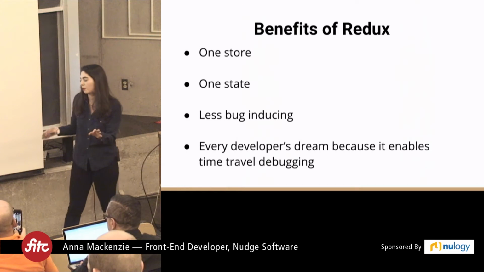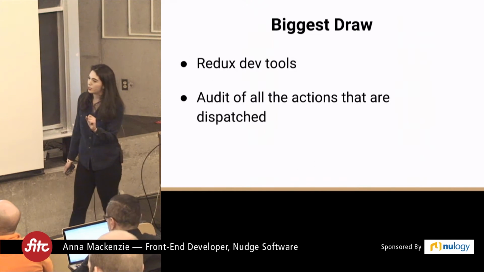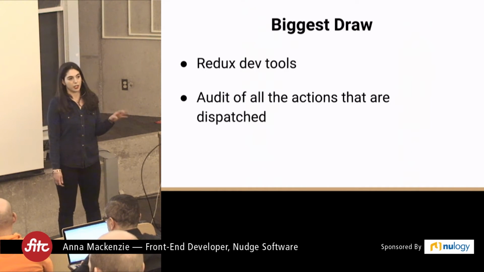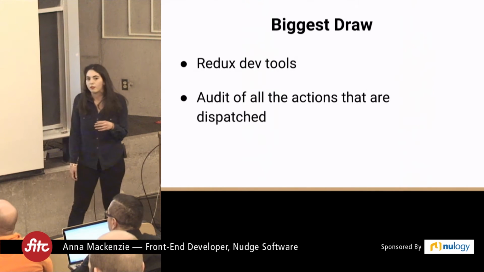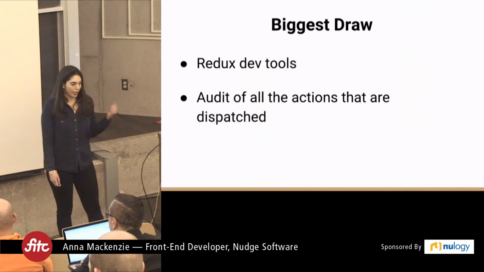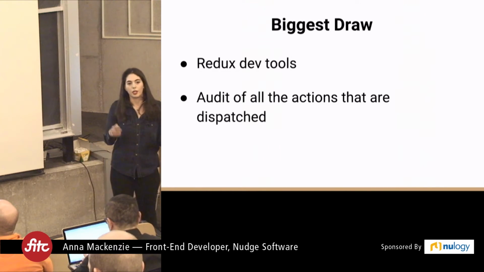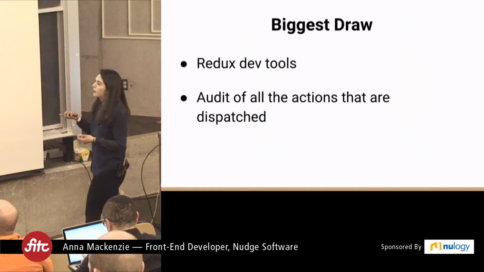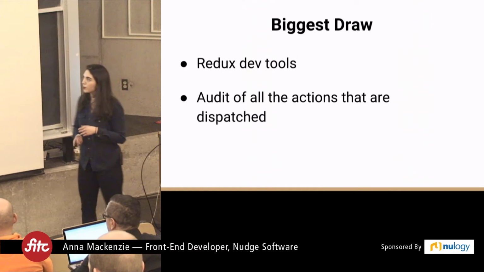This is something that we really wanted at our company. So again, the biggest draw, if you've used Redux DevTools, then you know the magic that is Redux DevTools, which I will get into a little bit later. But just know that that's one of the biggest reasons that we wanted it. If you think back to the homepage that I showed you, wouldn't it be great to be able to know exactly when things were happening and firing? The DevTools gives us an audit of all of those actions that are being dispatched.